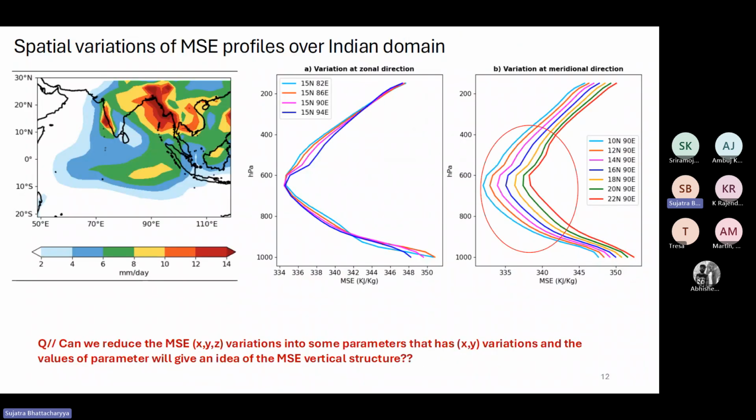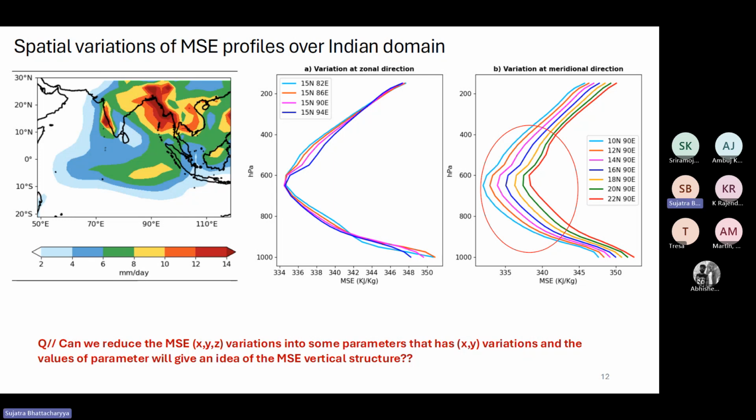Okay, now next is the same precipitation plot. And what I have done is that I have just looked at the moist static energy profiles, how it is varying from say 10 north at 90 east, that is over the Bay of Bengal, and I am heading towards 22 north, more towards the land regions. And you can clearly see that at all levels, the moist static energy is tending to increase.